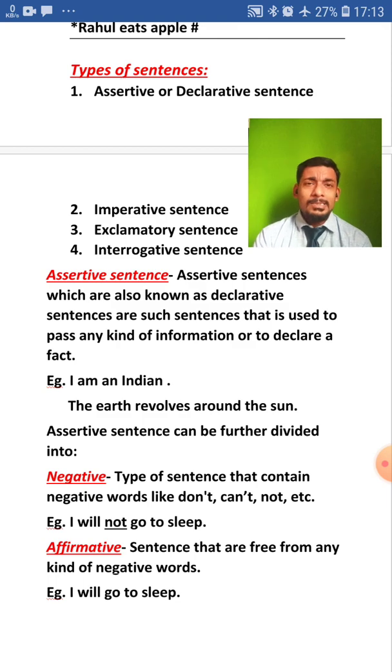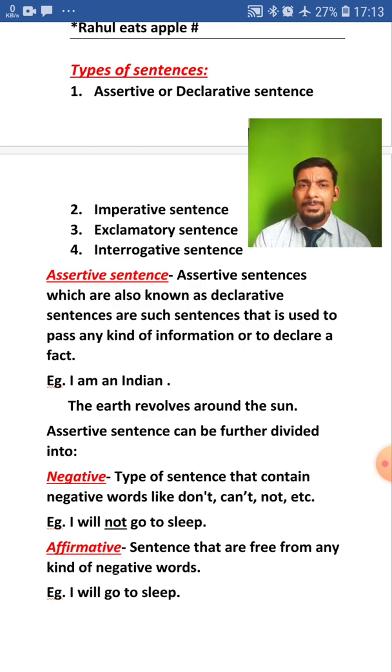In today's class, in the second lecture of sentence part 2, I'll teach you about the different types of sentences. But before that, I would request you, if you haven't watched my previous video, the introduction of sentence, please go watch it. So without any further delay, let's start today's lecture.